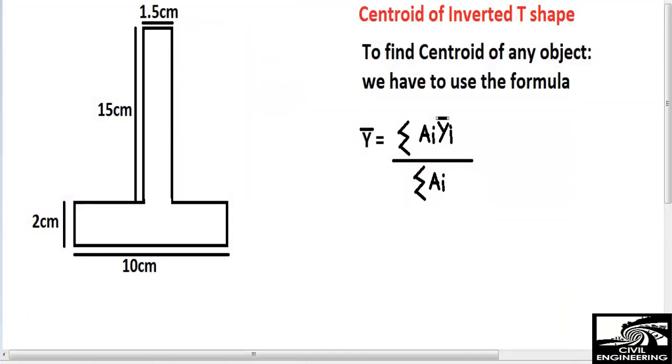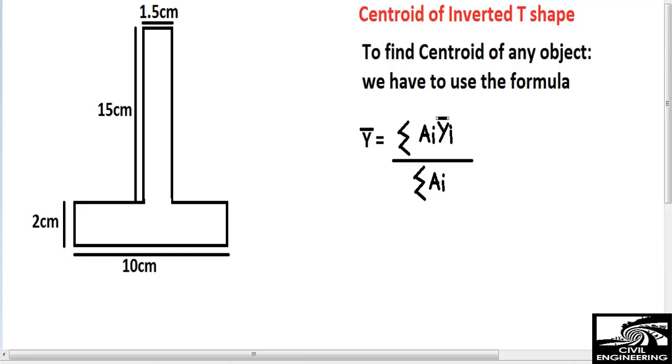In this video, I will show you how to find the centroid of an inverted T-shaped object. Like in this video, you are seeing on the left side, there's an inverted T-shape. Dimensions are given of all sides. And to find the centroid of an inverted T-shape of any object, we would use the below formula.